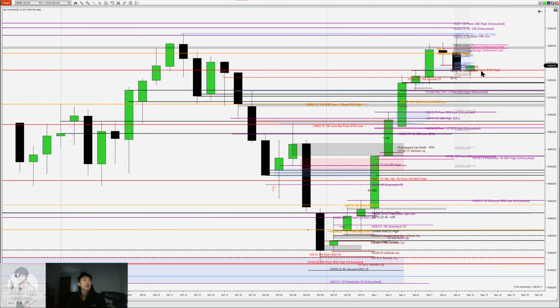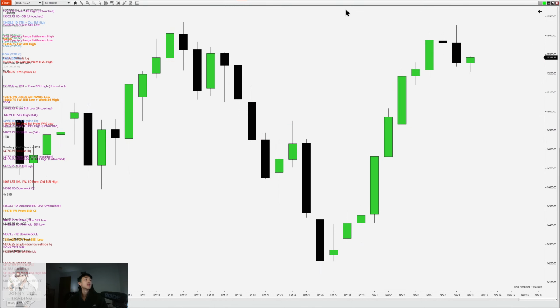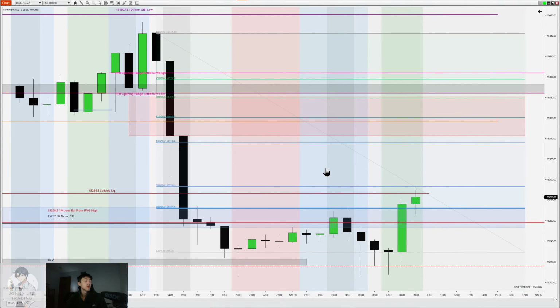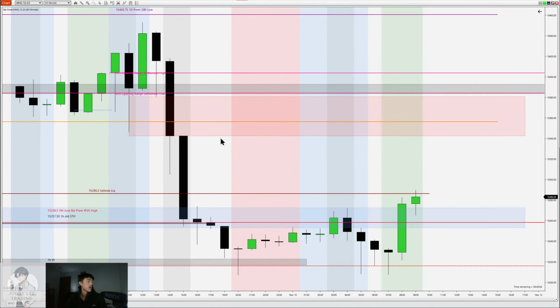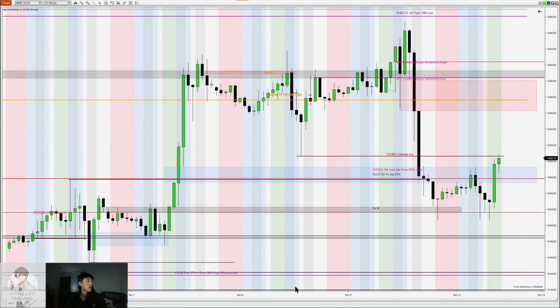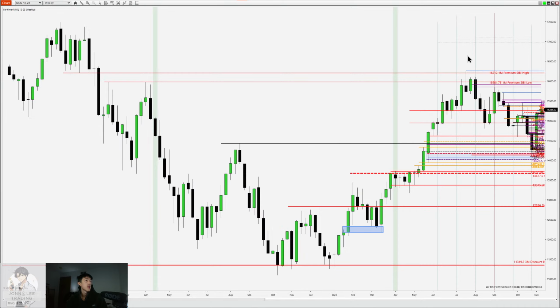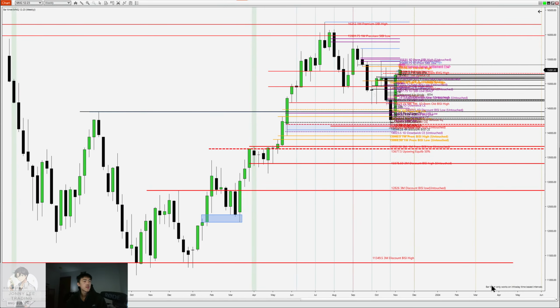So what I would like to see today is for us to come back up into premium. I'm going to get rid of this fib here. We could treat this midpoint and this volume imbalance as well. It's a weekly volume imbalance, so let's take a look at the weekly chart real quick and see how we've traded to and from that.